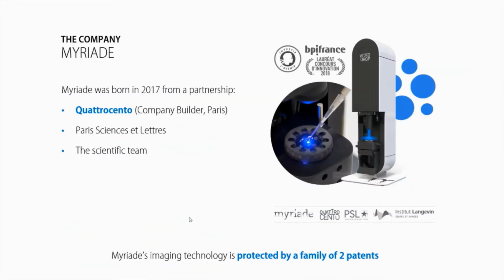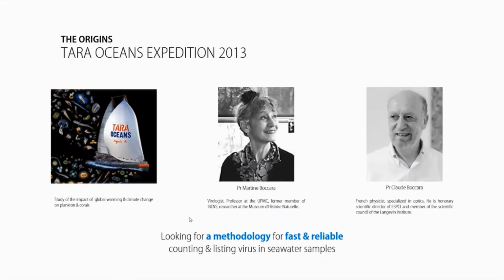Myriad was born in 2017 from a partnership of Quattrocento, a company builder in Paris, the foundation Paris Sciences et Lettres, which is a research organization in the center of Paris, and the scientific team. Today, Myriad imaging technology is currently protected by a family of 2 patents. But before I explain you how the technology works, I will tell you where it comes from, and precisely what is the Tara Expedition Ocean.